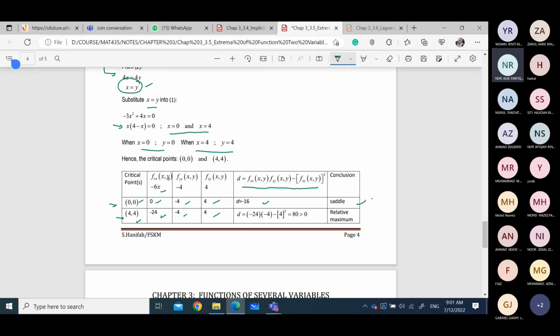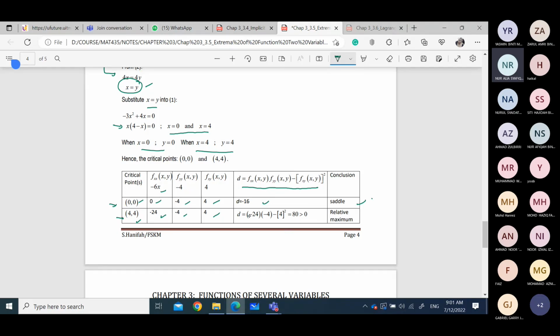Okay, very good. So the critical point untuk (4, 4) sama jugalah. You just calculate the second order derivative with respect to x, negative 6x. So you enter the value 4. And then negative 4 for the second order derivative with respect to y. And the mixed one is 4. So you masukkan je. And then you calculate.